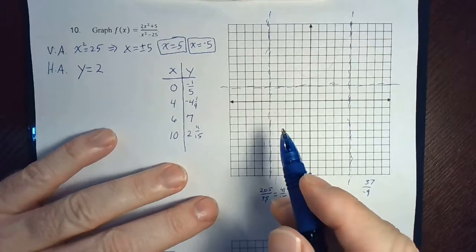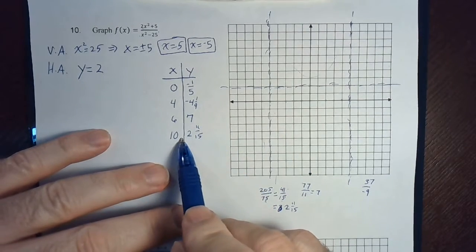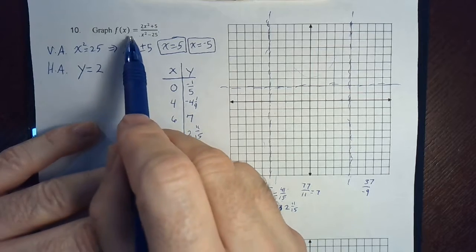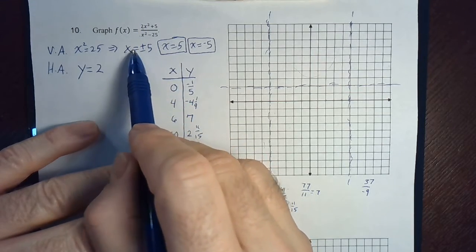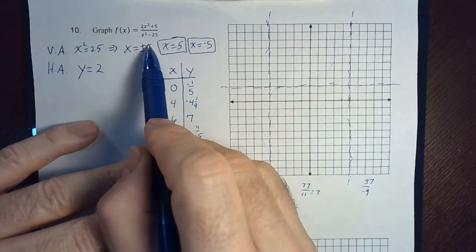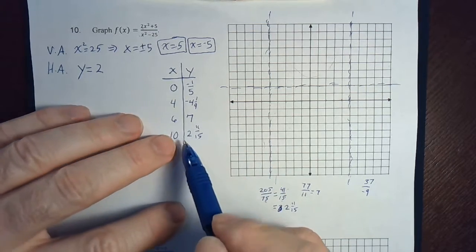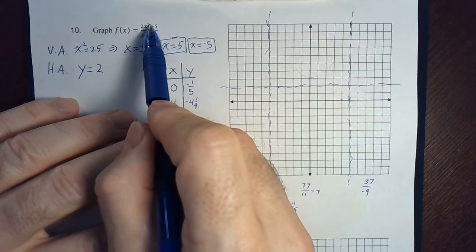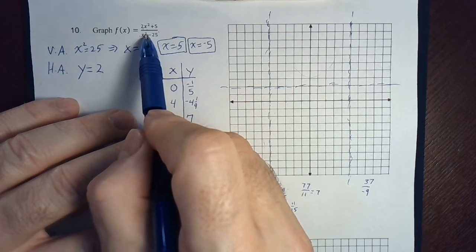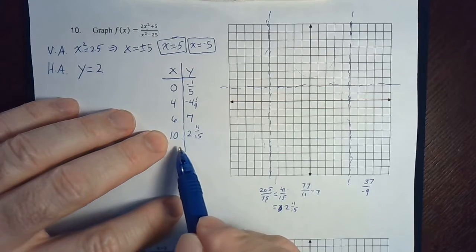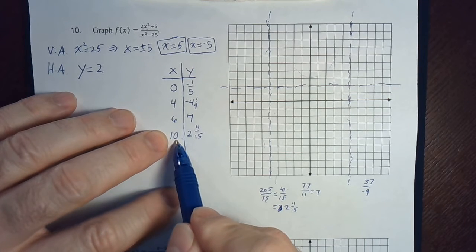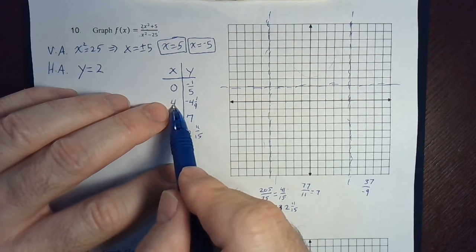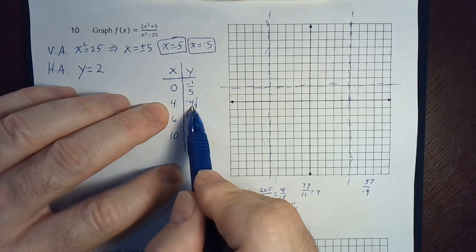Okay, so why am I stopping here? The reason is this is an even function. And you don't have to remember that term if you don't want to. But what's going to happen if I plug in a negative 10 here? Well, the negative 10 is getting squared. Here, the negative 10 is getting squared. I'm going to get exactly the same value as if I plug in a 10. If I plug in a negative 6, I'm going to get a 7. If I plug in a negative 4, I'm going to get a negative 4 and 1/9.